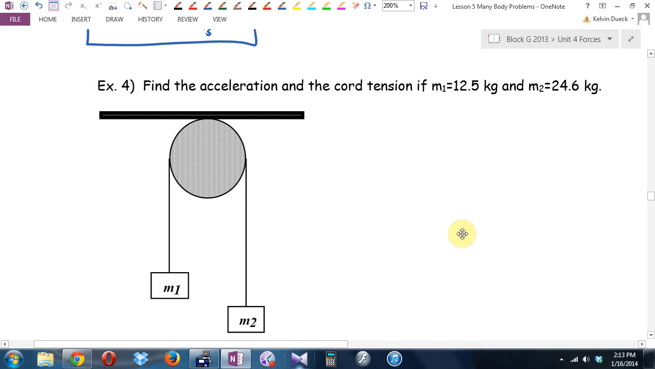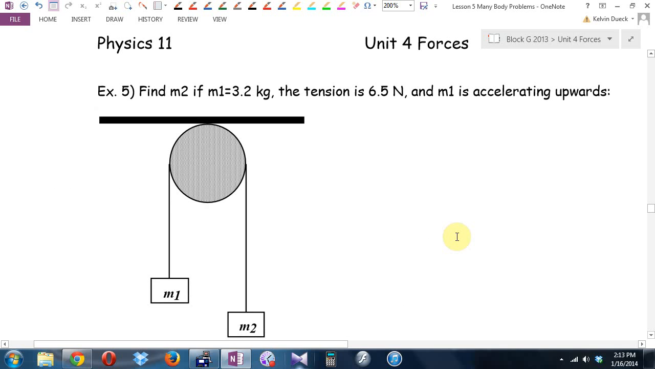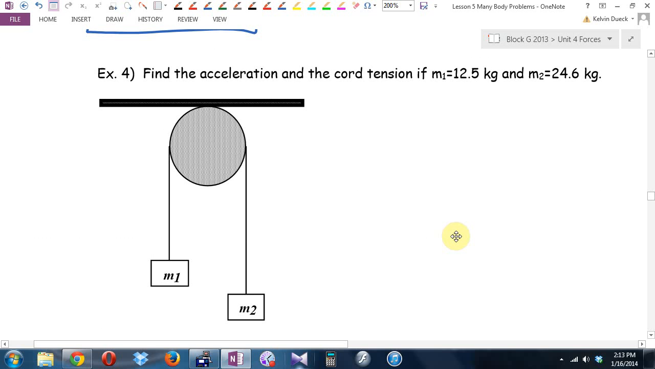Okay? So here's a lovely little Atwood machine. Mass 1 apparently is 12.5 kilograms. Mass 2 is apparently 24.6 kilograms. And it wants us to find the acceleration and the cord tension. All right. Suggestions.